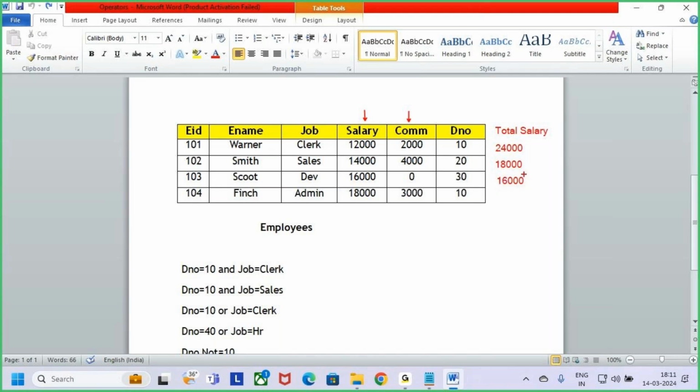Next, there is one more employee, Finch. Now, what is the salary he is getting? 18,000. What is the commission he is getting? 3,000. So what's the total salary the employee is getting here now? 21,000 is the total salary the employee is getting.